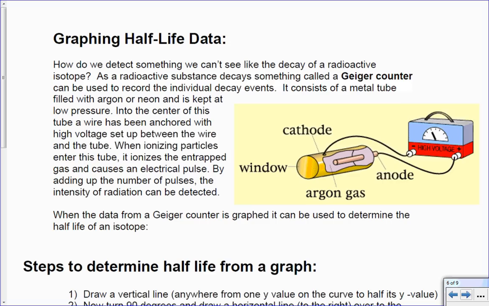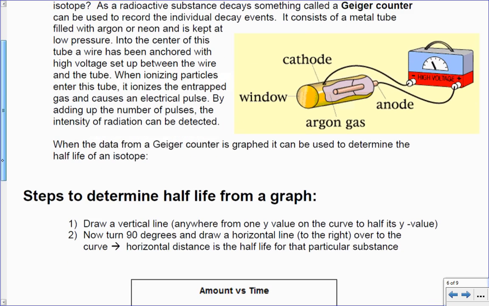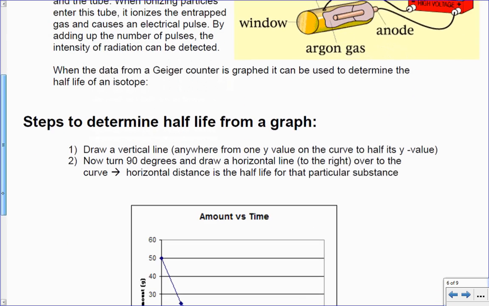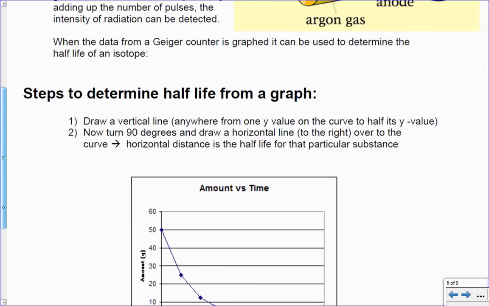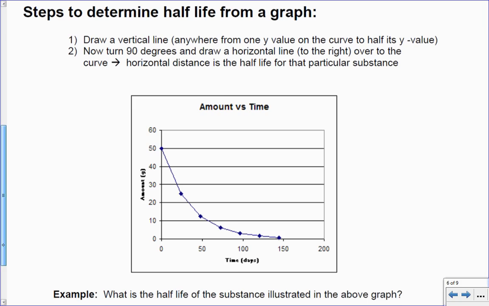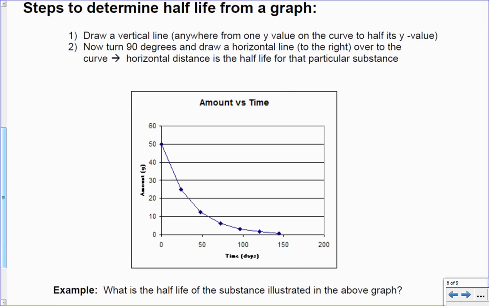How do we detect something that we can't see? We use what's called a Geiger counter. Okay. Steps to determine half-life from a graph. It says, draw a vertical line anywhere from one y value onto the curve to half its y value. Now turn 90 degrees and draw a horizontal line to the right over to the distance. Okay, example. What is the half-life of the substance illustrated in the graph?